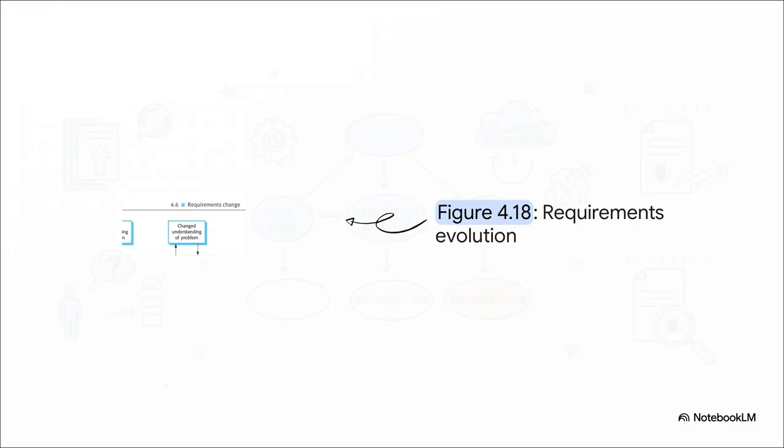This diagram brilliantly illustrates that exact cycle we just discussed. We start down there at the bottom left with our initial understanding of the problem, which naturally leads us to draft our initial requirements. But as time passes and we move along that top axis, we develop a changed understanding of the problem. People learn more about what they actually need once they see the project taking shape. This inevitable shift directly feeds into the creation of changed requirements. It's a continuous, never-ending loop.